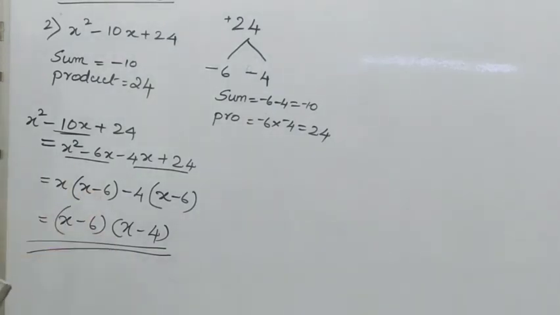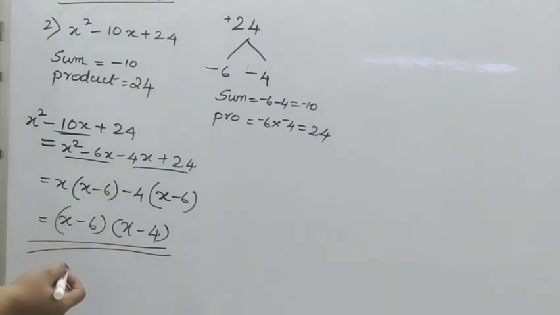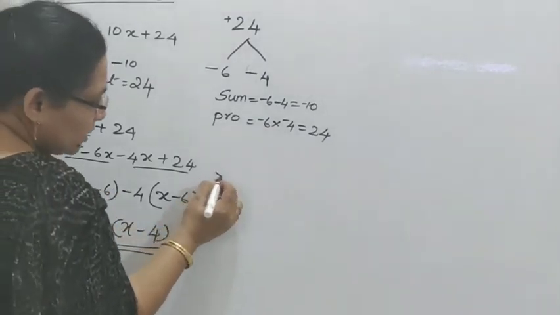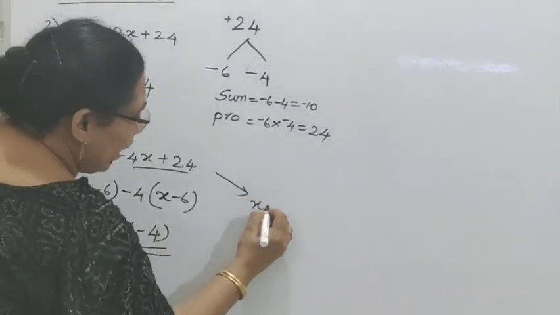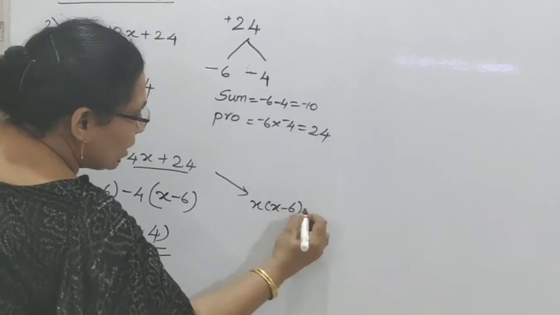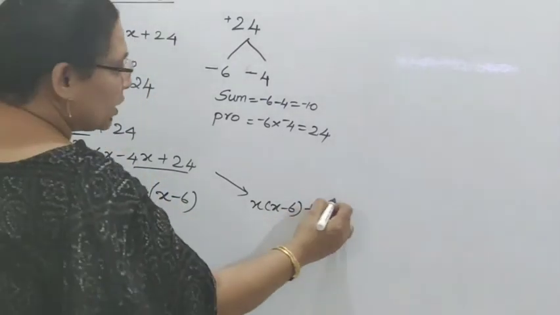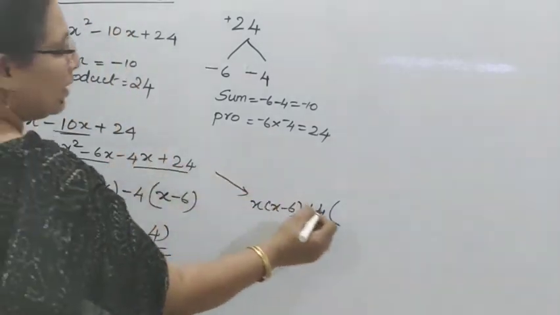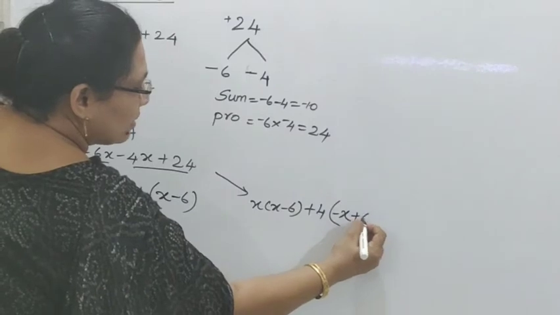Here also the children may get the doubt about why we are taking -4. Why can we not take it as +4? So from this step onwards I am explaining that. What is the step? x into x minus 6 we got. Suppose I am taking plus 4 from this, what are the terms in the bracket? It is -x, then plus 6.